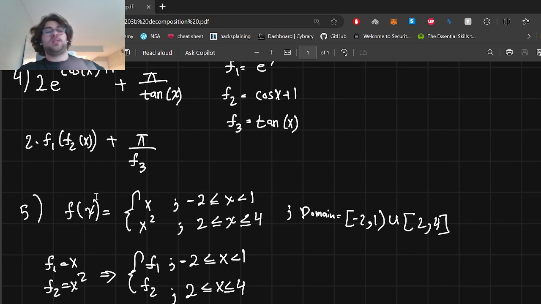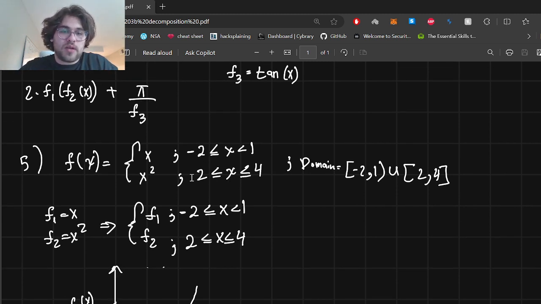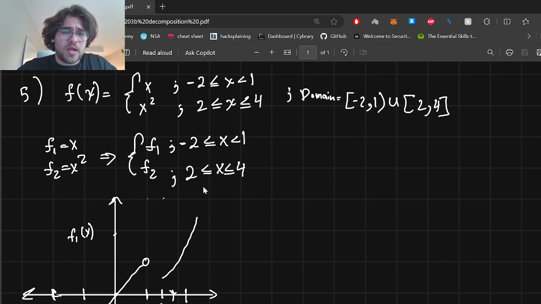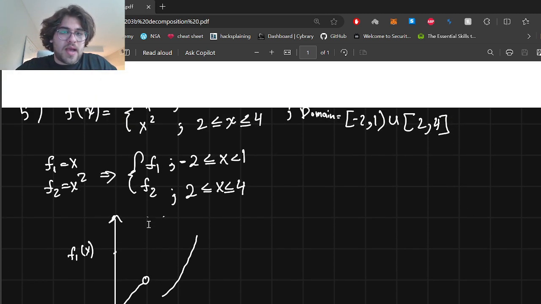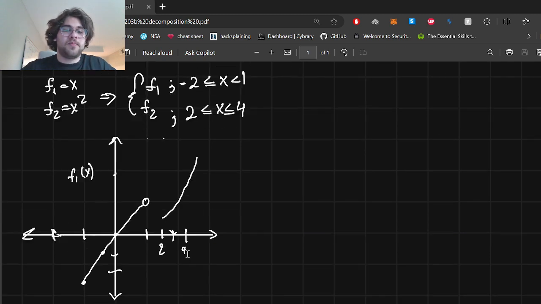The fifth one is to decompose the domains of the piecewise functions and graph the following functions. So we have this piecewise function. The domain is from negative 2 to 1 and from 2 to 4. When we want to graph it, as you can see here, the domain starts at negative 2, from negative 2 to 1, and that's a linear function, which is x. At 1, it's an open bracket, so there's a circle there, so it's not continuous. Then from 2 to 4, it's a quadratic function, and we draw that part of it.